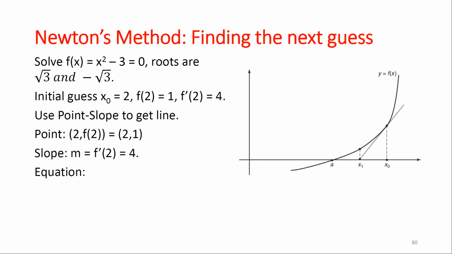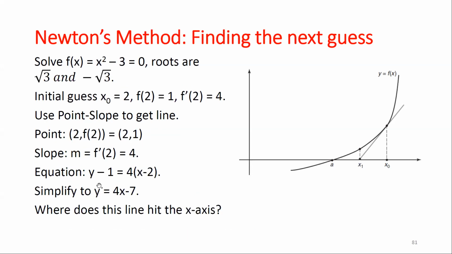Or we can do it directly, a point-to-point thing. We could find another point, we could increase x by 1. But one way to do it is y minus the y value equals the slope times x minus the x value. This is the point slope form. So we subtract, y minus 1 equals 4 times x minus 2. If we bring this over to the other side, we get y equals 4x minus 7.